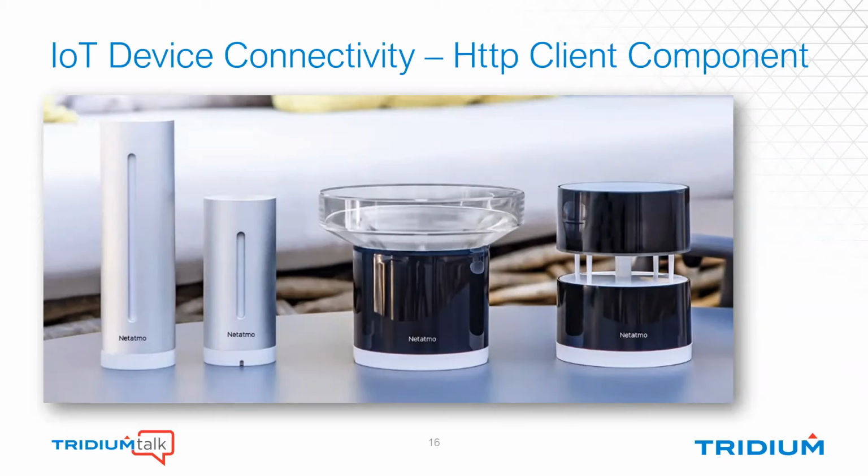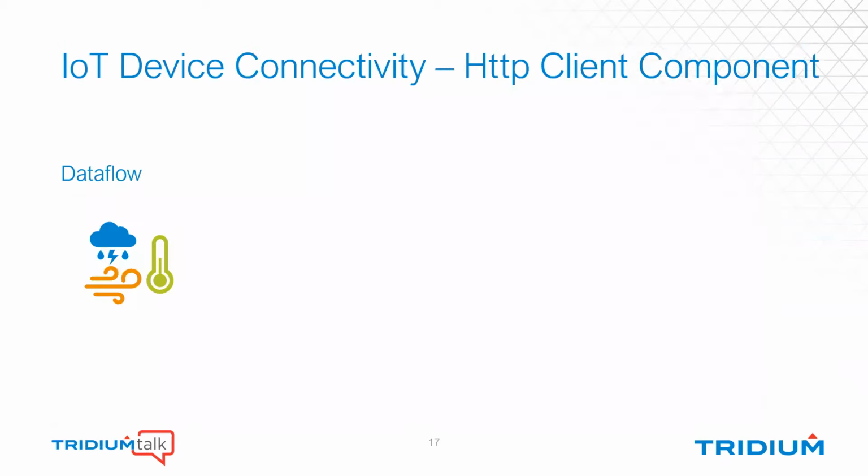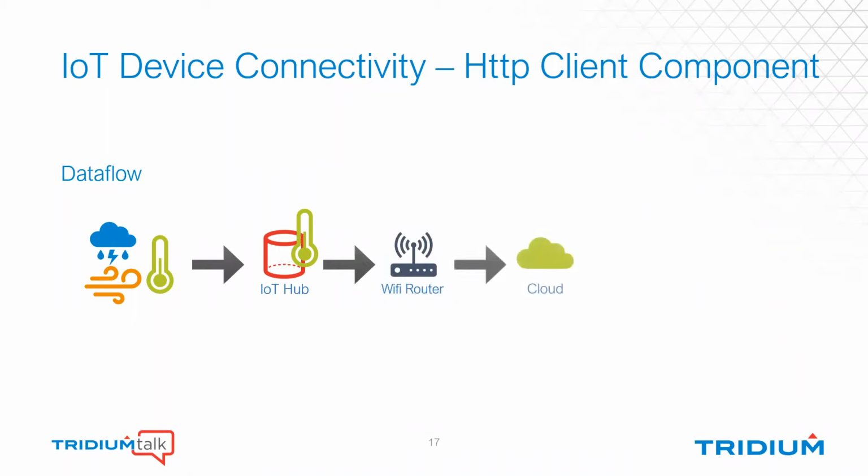And then the one bit on the left is the indoor bit, which is our IoT hub. So how does that all work together? We've got our outside data: wind, rain, temperature, humidity outside, which connects wirelessly on a proprietary network to the IoT hub, which has also got some sensors inside it as well, which connects to the Wi-Fi router, which then sends that data up to the cloud.